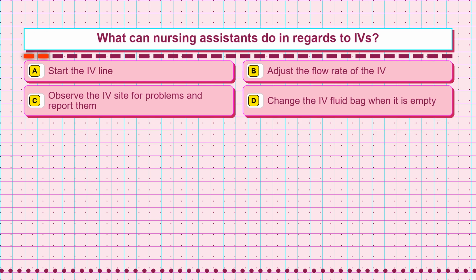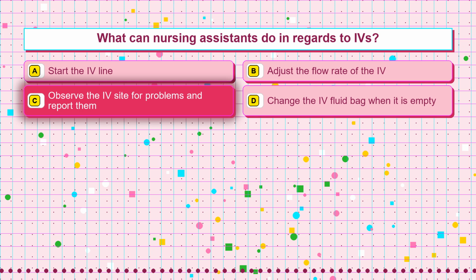Question 11. What can nursing assistants do in regards to IVs? Option A, start the IV line. Option B, adjust the flow rate of the IV. Option C, observe the IV site for problems and report them. Option D, change the IV fluid bag when it is empty.